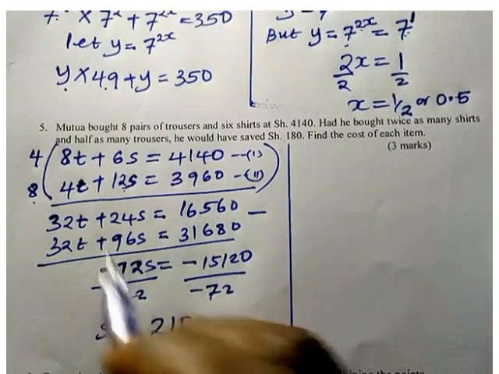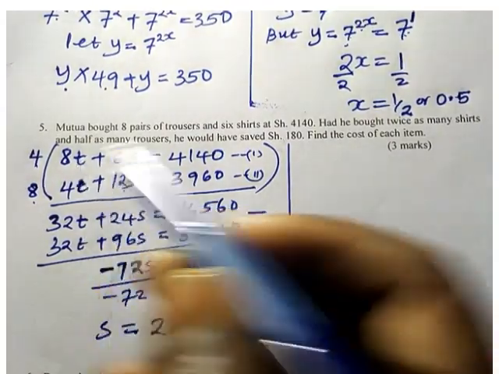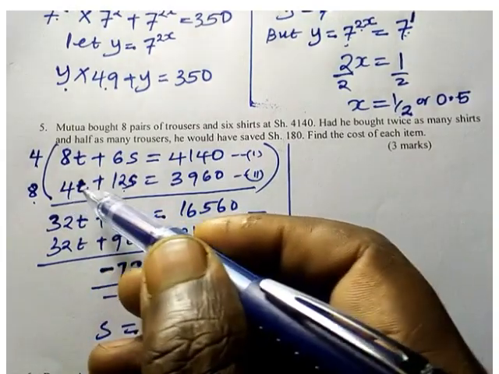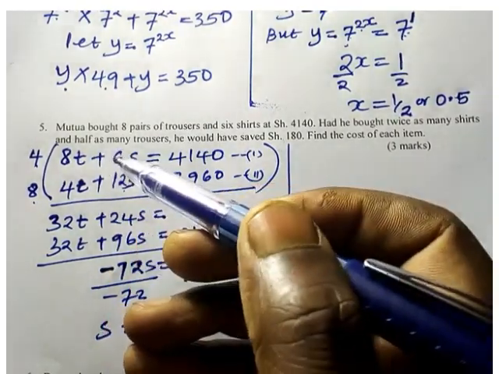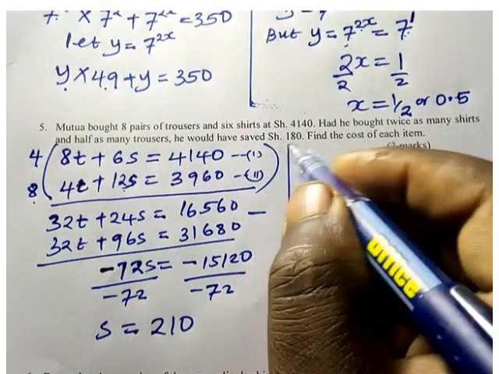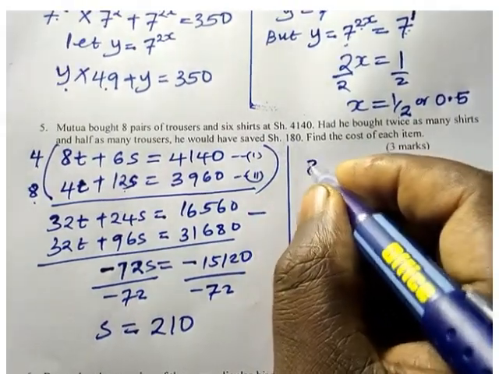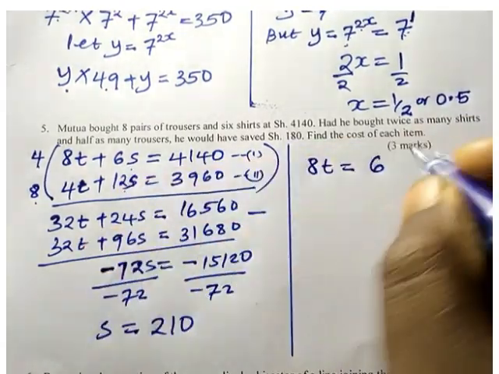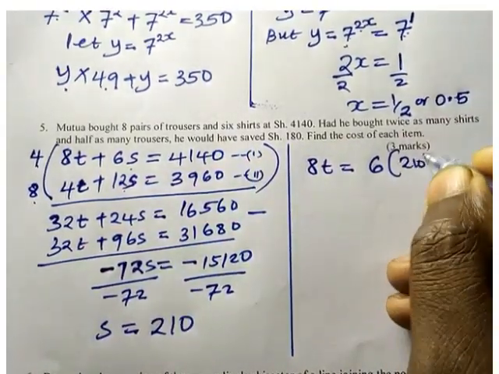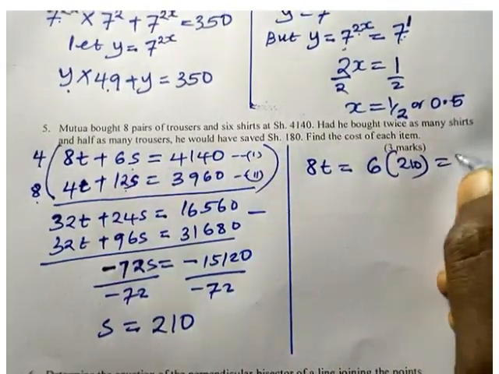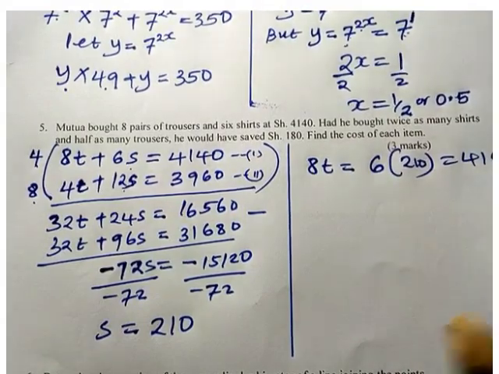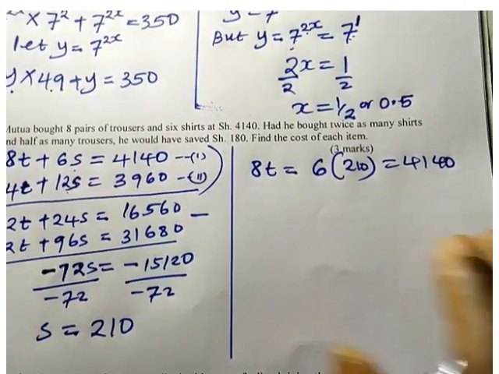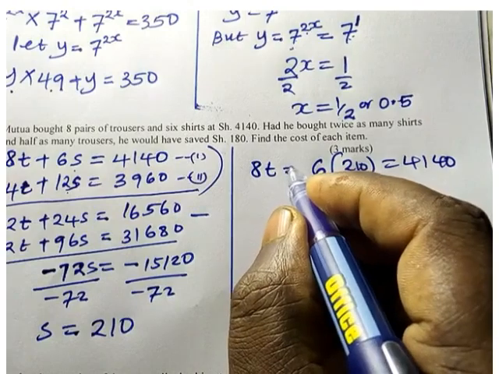Now I want to get the value for T. You take this S and substitute in either this or that equation, any of them. So let me substitute on this one, equation 1. 80T is equal to 6S, and S is 210 here, which is equal to 1,260.